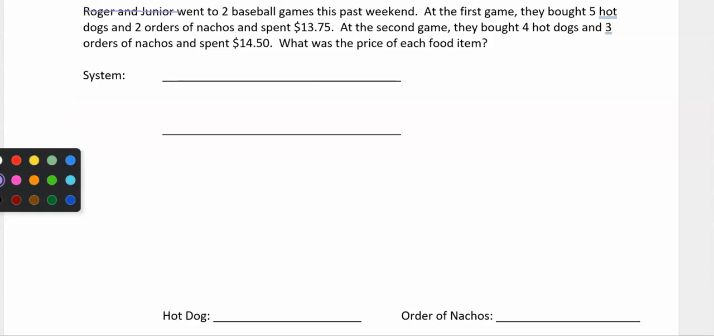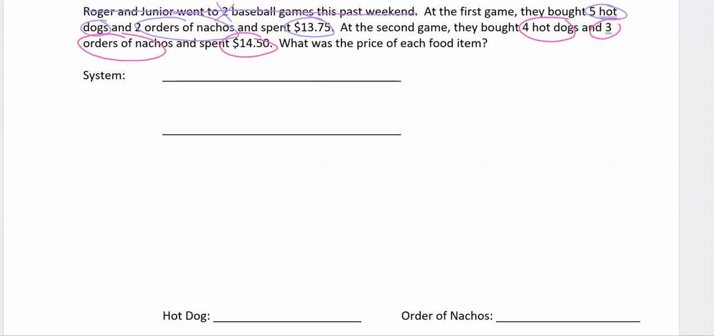Okay, that's not really super relevant. Like, don't use that 2 for anything. I guess it's good to know we got 2 different games, but that 2, not part of the problem. Distracting information there. So I'm going to cross it off and read the rest of it. It says, at the first game, they bought 5 hot dogs, 2 orders of nachos, and spent $13.75. At the second game, they bought 4 hot dogs, 3 orders of nachos, and spent $14.50. What's the price of each food item?